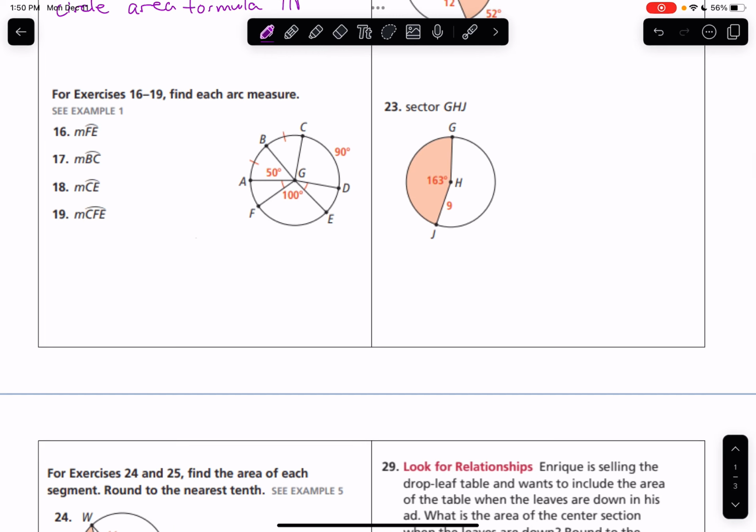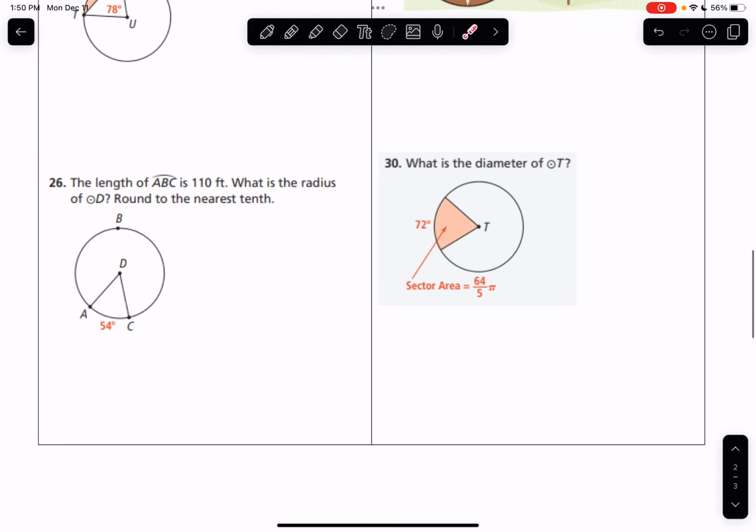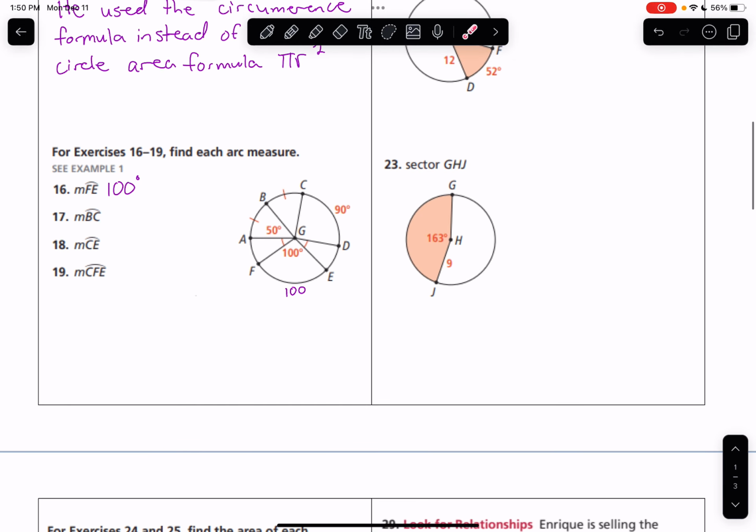16 through 19, we're going to find each arc measure. That's pretty simple because arc measure is just in degrees. So if we look at FE, of course, we can see that, hey, that's going to be the same as the central angle measure, which is 100 degrees. If we look at arc BC, that arc is congruent to arc AB. Whoa. And since arc AB has an arc measure of 50, then BC has an arc measure of 50 as well.